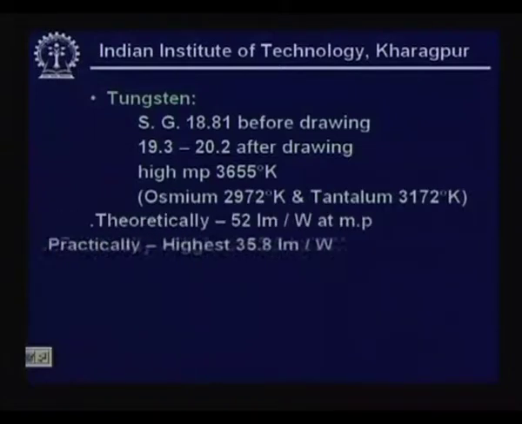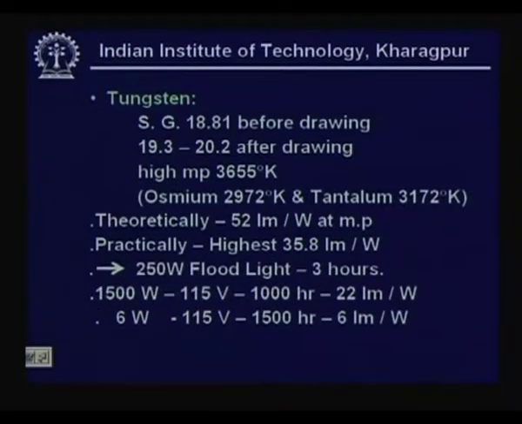Now, tungsten is known to have a specific gravity of 18.81 before drawing, which improves after drawing to 19.3 to 20.2. Incidentally, tungsten has a high melting point, of the order of 3655 degrees Kelvin. It is a very important issue. Remember that in the phenomenon of incandescence, the temperature at which it is maintained is very important, and we have seen that the radiation output is proportional to the fourth power of temperature.